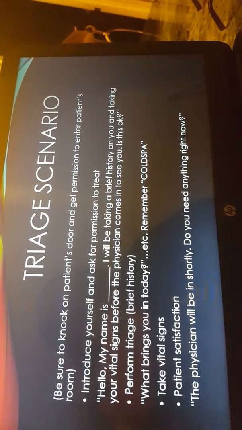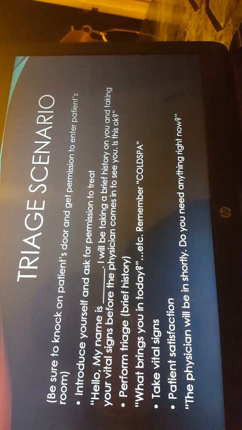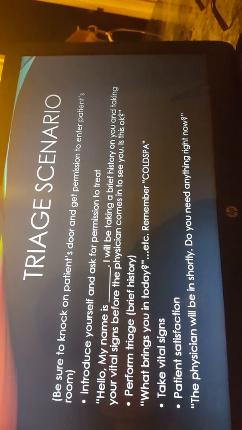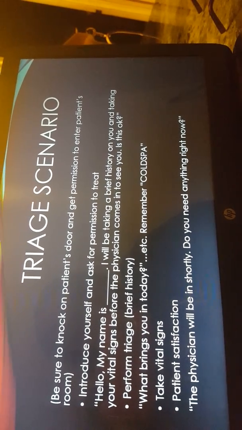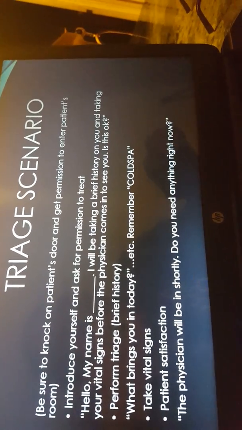I don't believe there's a right or wrong way, whether you take vital signs first or perform your history first, but just make sure that you get permission from the patient to provide care. And always remember to let the patient know who you are and what you will be doing.